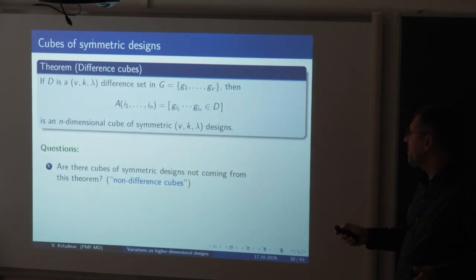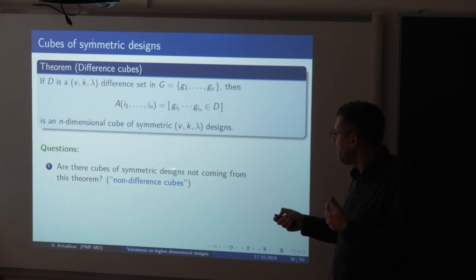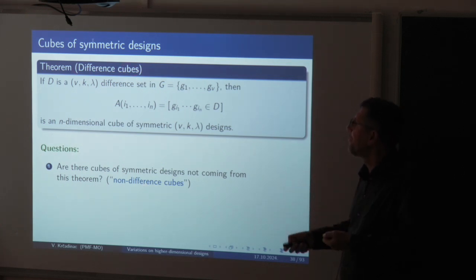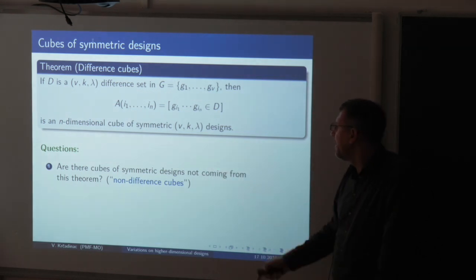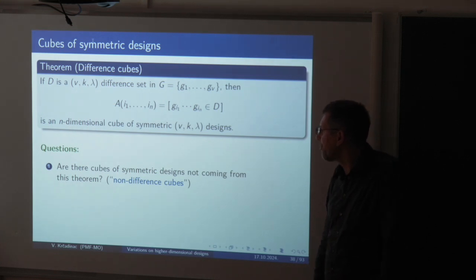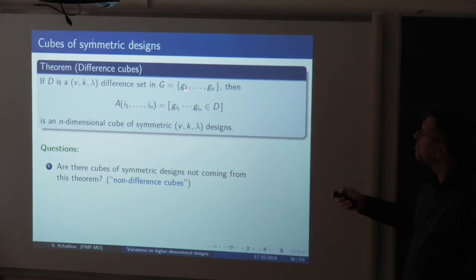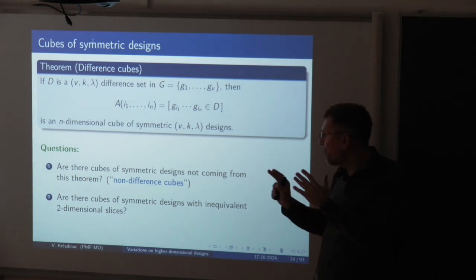Natural question is, are there any examples not coming from this construction? We call these difference cubes, the ones that are from difference sets. In dimension 2 there are, but are there any in higher dimensions? So are there any non-difference cubes which are actually not equivalent to a cube obtained from a difference set? Related question, are there cubes with inequivalent two-dimensional slices?